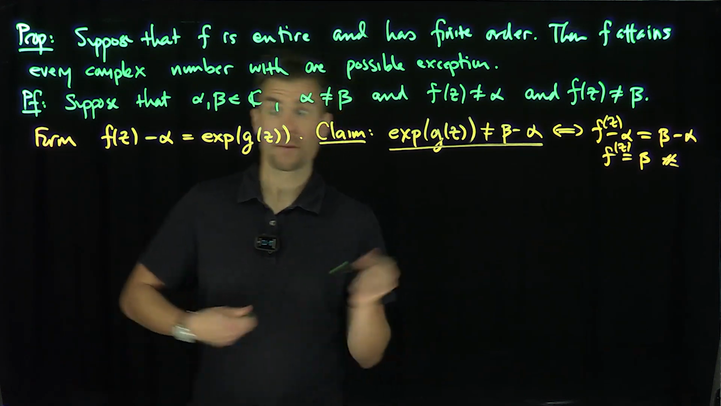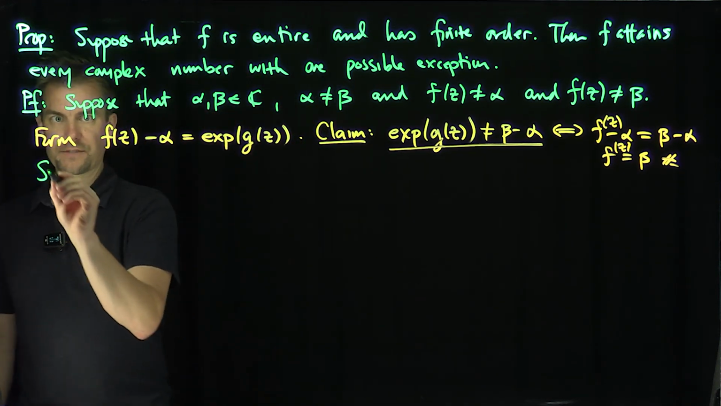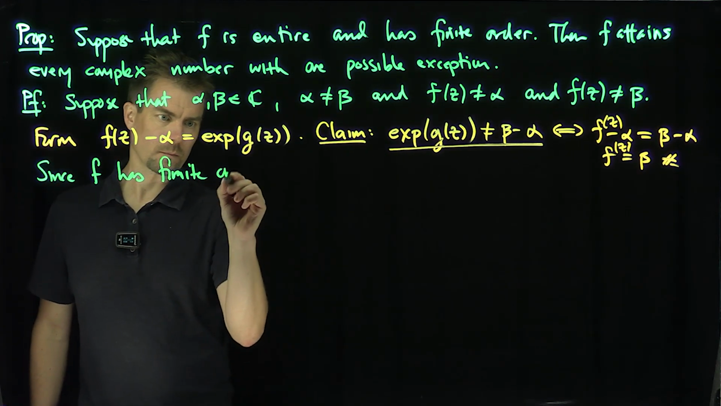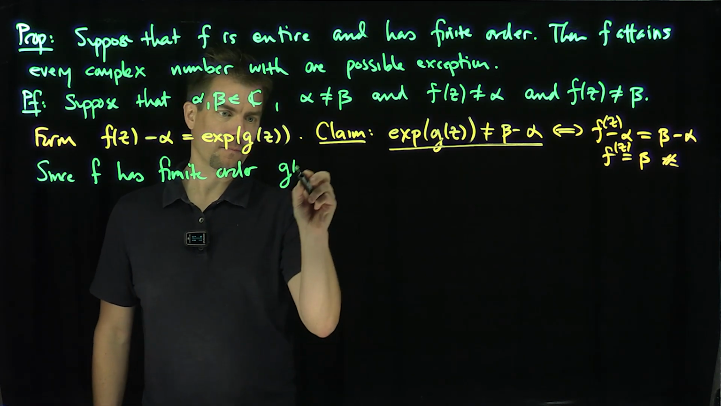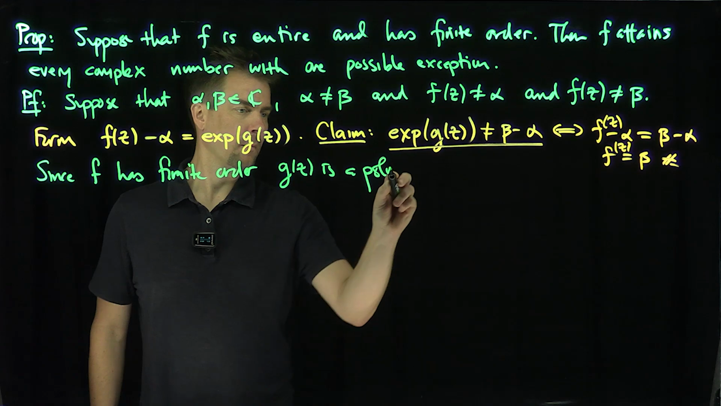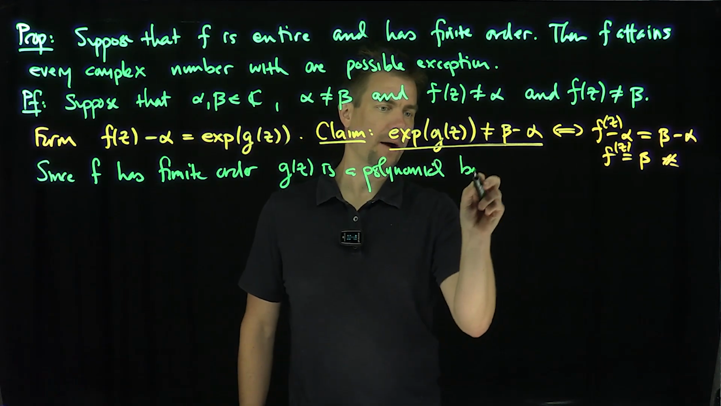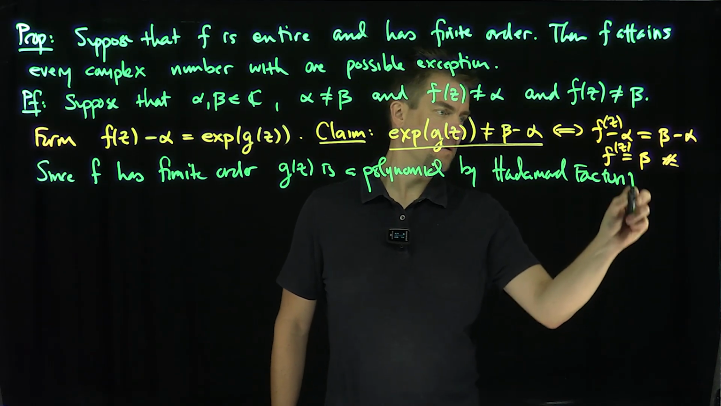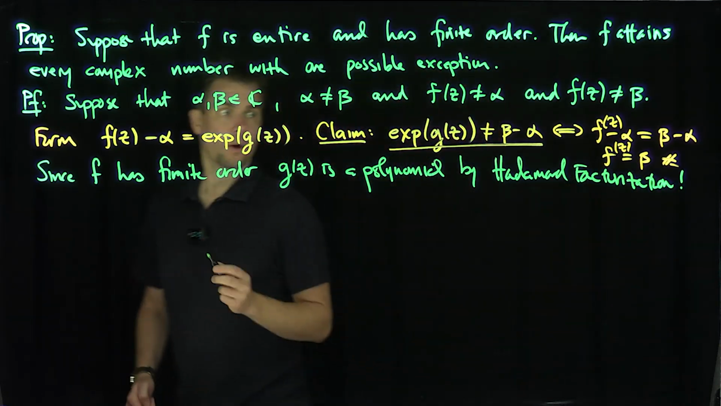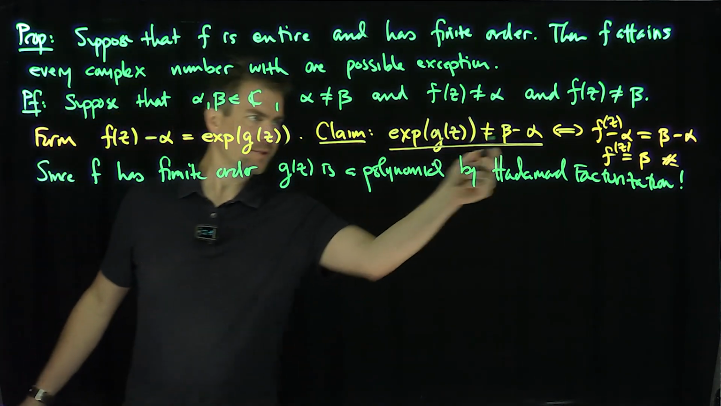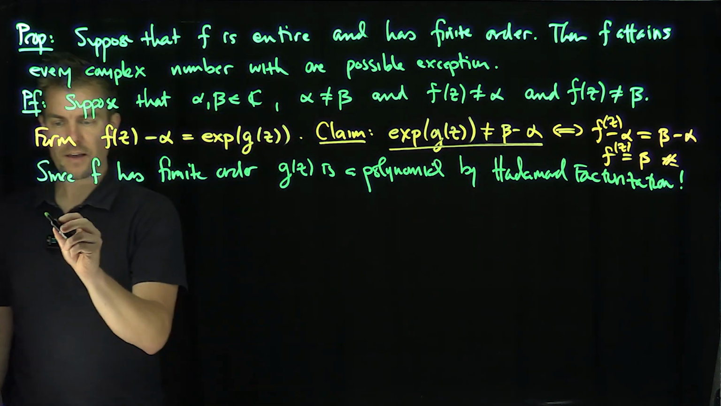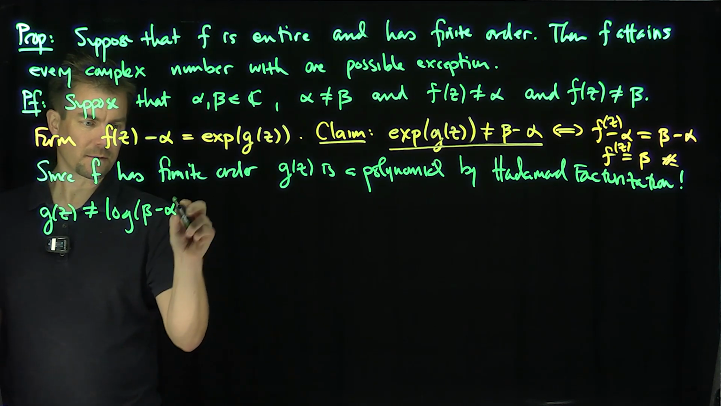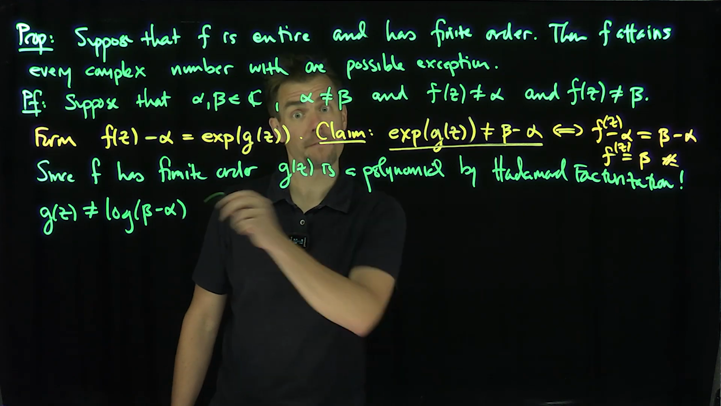Great. What else do we know about g? Since f has finite order, g of z is a polynomial by Hadamard factorization. Well, that's interesting, because since beta minus alpha is not 0, I can take its log. That says that g of z is never equal to the log of beta minus alpha. That's impossible.